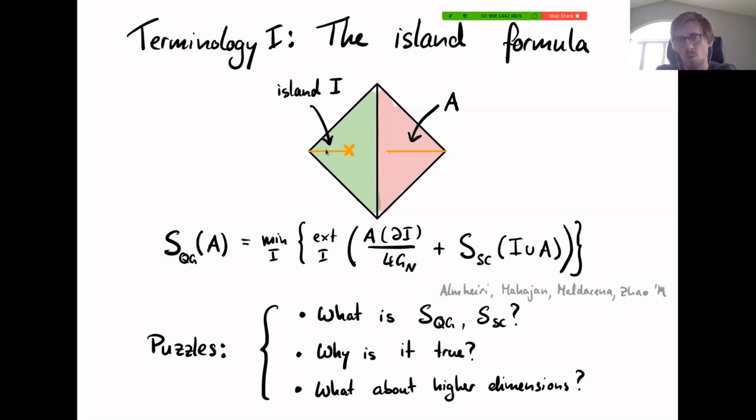One naive choice you can make is the choice of no island at all. Then the extremization is trivially done: you just find the semi-classical entropy of A. But in some cases, you will find that there are some additional extrema. And if you have several such extrema, you have to take the extremum which gives you the minimal value of your total entropy functional. Okay, so this is the new rule that was introduced in a paper by these people.